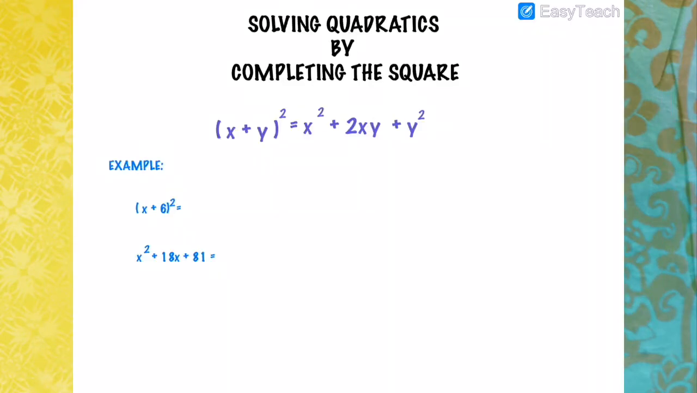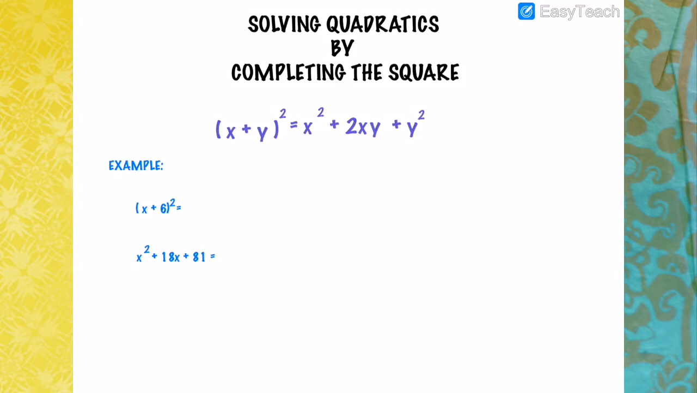Solving quadratics by completing the square. So we have the general form (x + y)², which is our perfect square binomial. When we expand this, we will get the perfect square trinomial, which is x² + 2xy + y². So when we solve for x, one side should be a perfect square, and then we take the square root of both sides, and then we solve for the value of x.